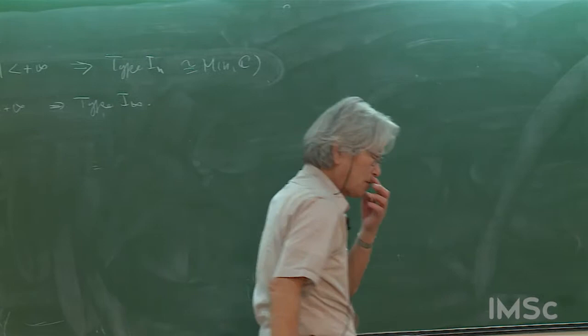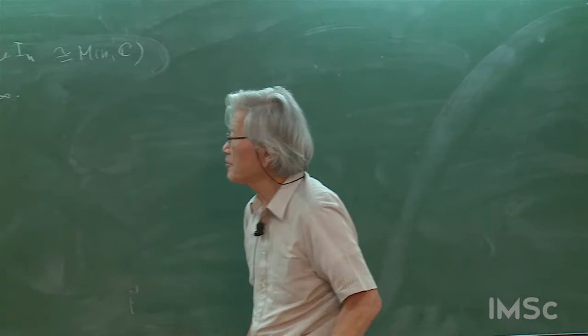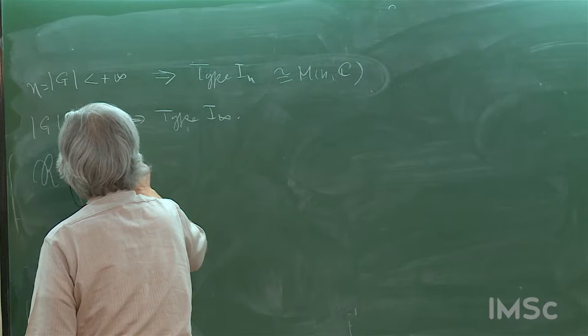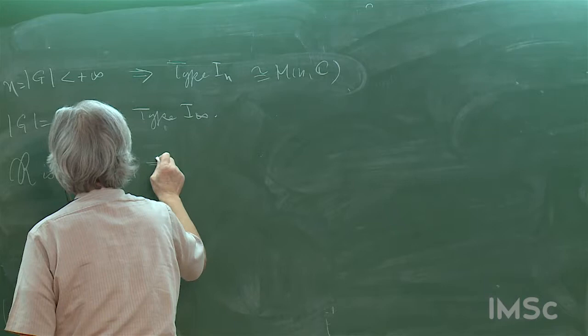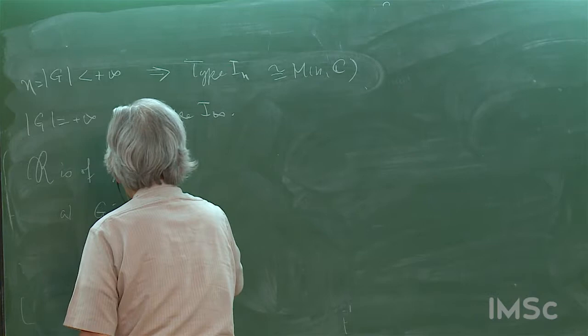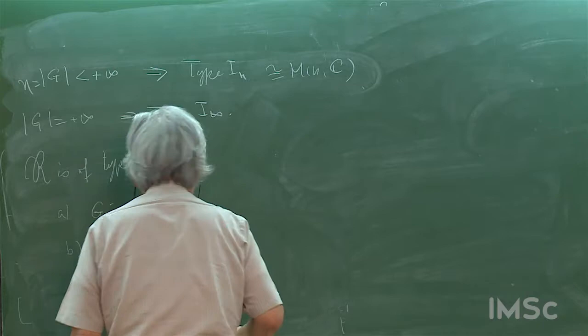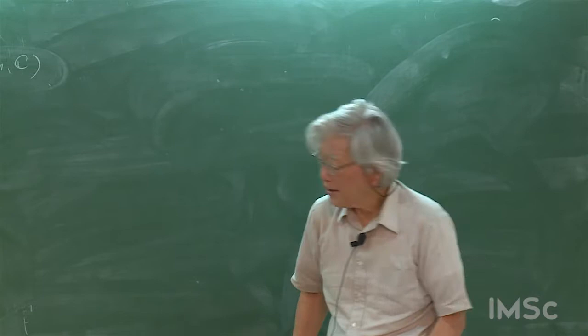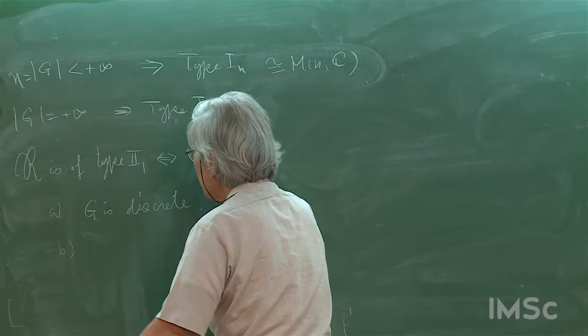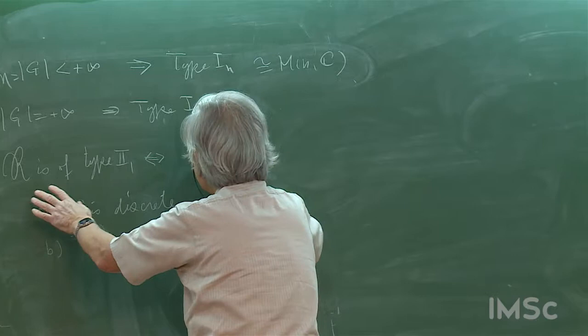And type II_1. R is of type II_1 if and only if, number one, G is discrete, and number two, there exists a discrete and finite non-transitive, so that G is not type I and non-transitive.